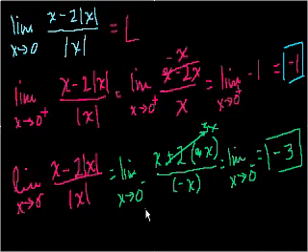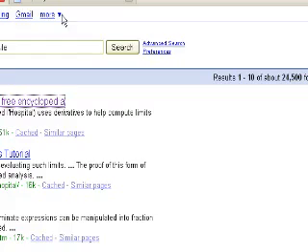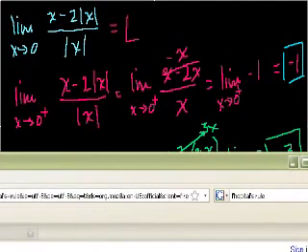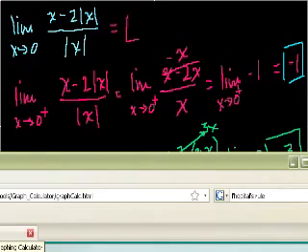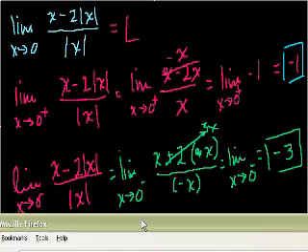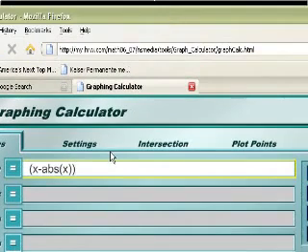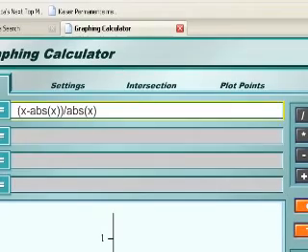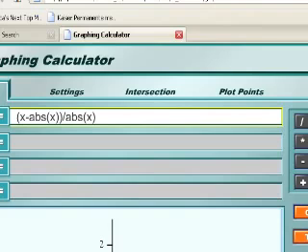And let's confirm that. Let me get the graphing calculator and confirm. Let me type it in. I'll show you what I'm doing, so you don't get bored. X minus absolute value of x, divided by the absolute value of x. Let's see, graph. And what does it have here? Zoom out.